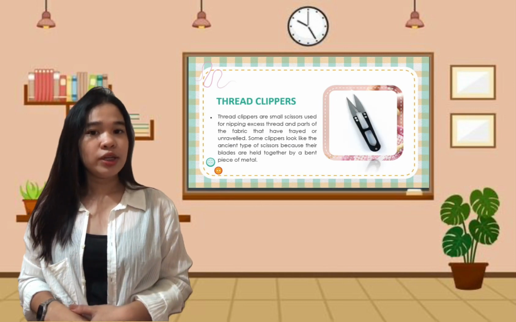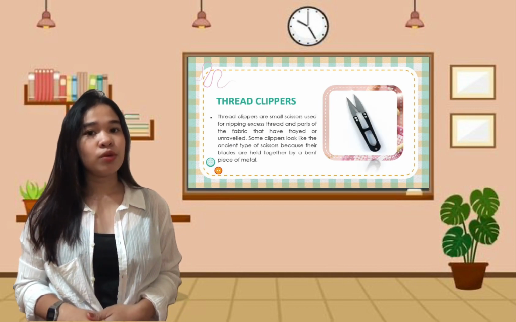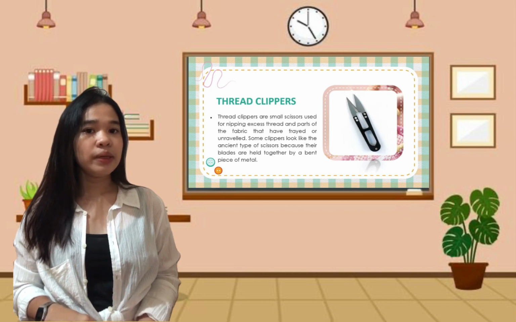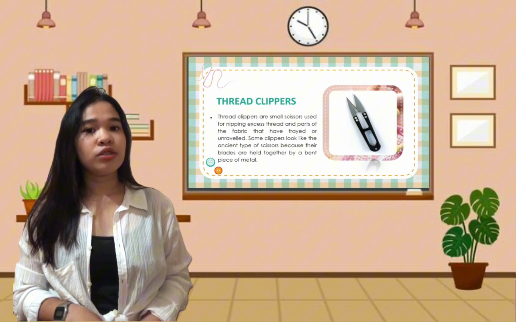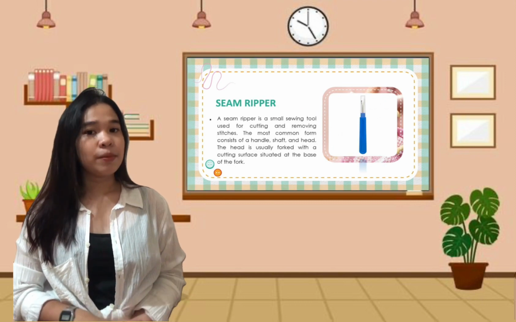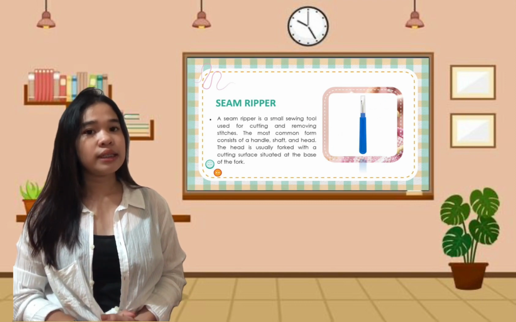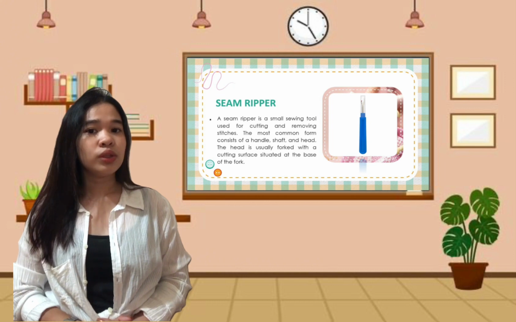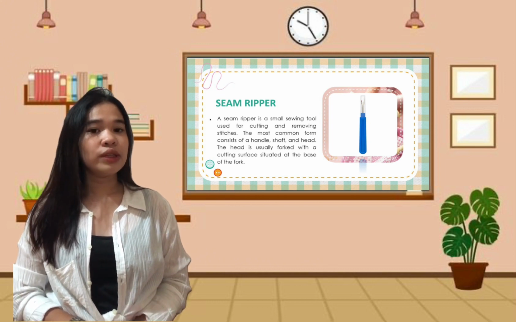Thread clippers. Thread clippers are small scissors used for nipping excess thread and parts of fabric that have frayed or unraveled. Seam ripper. A seam ripper is a small sewing tool used for cutting and removing stitches.